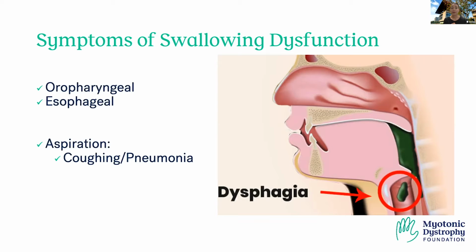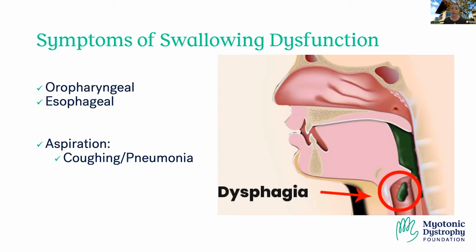In patients who have esophageal dysphagia, and many of our patients with myotonic dystrophy do, the problem is with the contractions in the esophagus being weak. So the food doesn't really get moved along in the esophagus to get to the stomach. And it's commonly causing the sensation of food getting hung up in the middle of the chest or at the base of the throat.